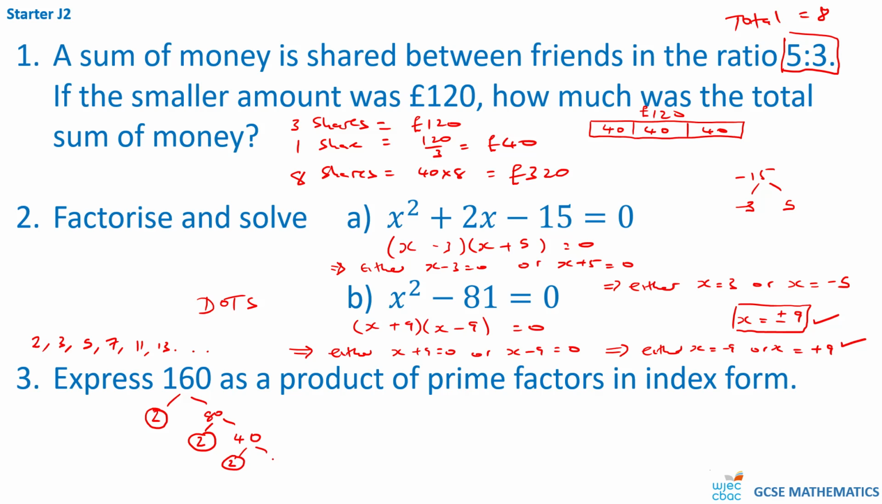2 goes into 40, 20 times. Seems to be quite a few 2's here. Does 2 go into 20? Yes. 10 times. And again, does 2 go into 10? Yes, 5 times. And 2 and 5 are both prime numbers. So I can say 160 is equal to 2 to the power of 5 times 5.